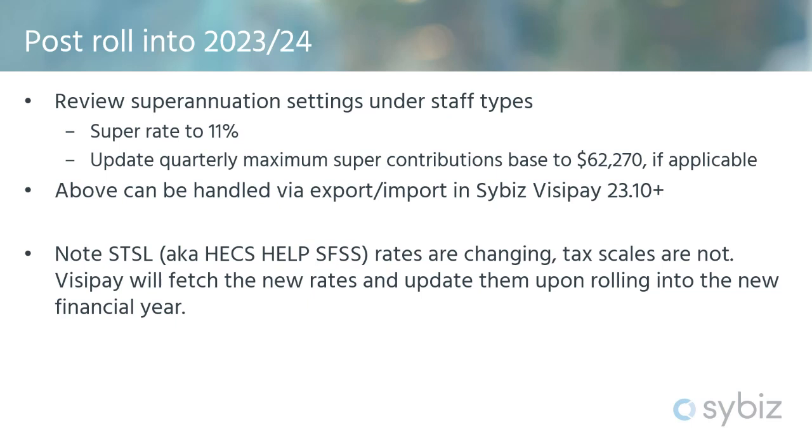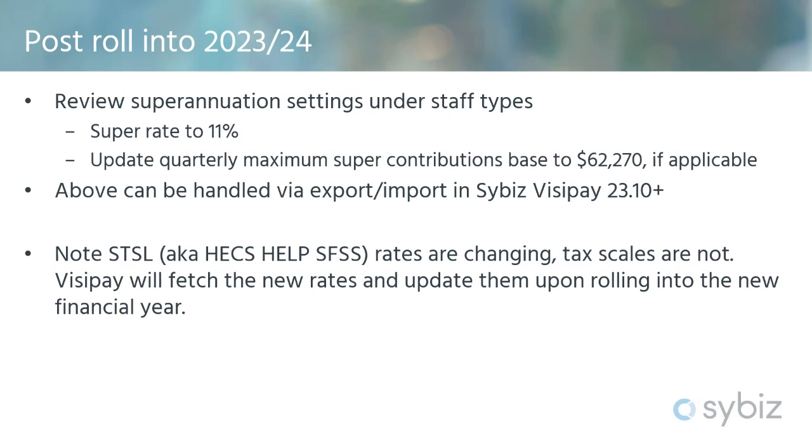And if you have some people that are earning quite a bit of money in a quarter, and you're making use of the maximum super contributions base, so you don't pay above the concessional contributions, then you will update that as well for the new financial year if that's applicable in your case. As I said, if you're on 2310 or above, you can handle the super changes for the staff types via the export-import process.